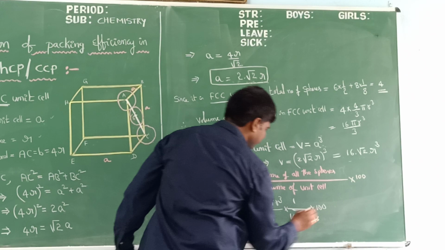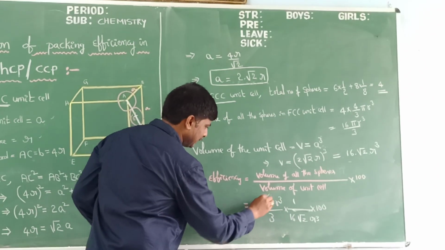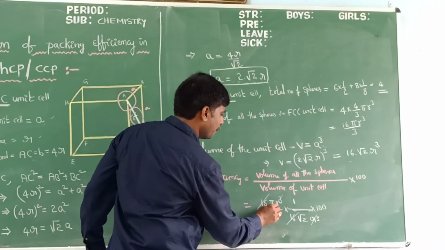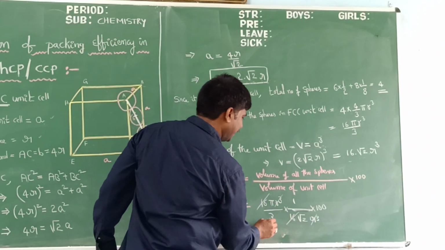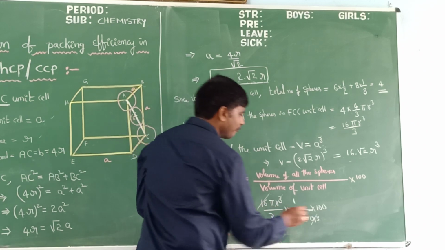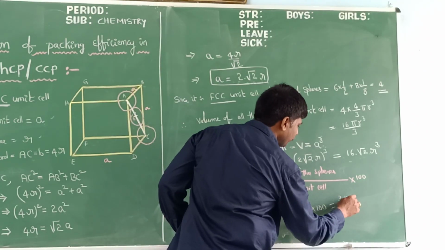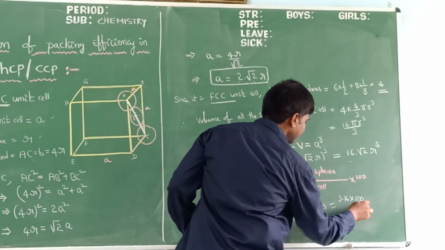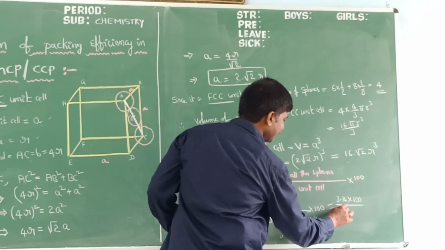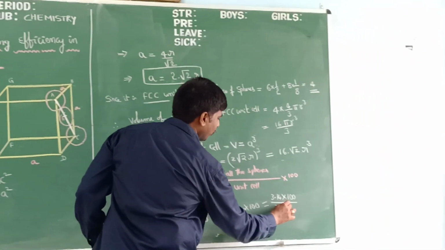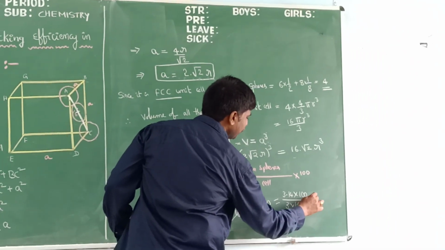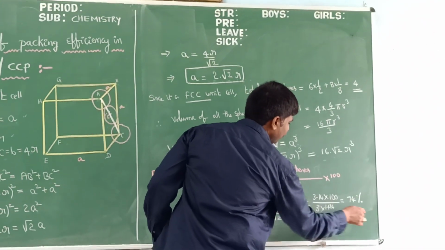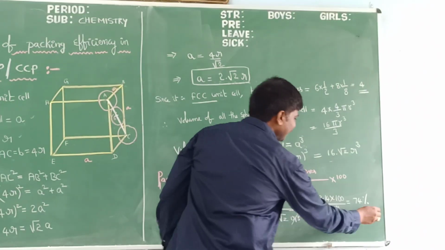Now we will simplify this one. 16 cancels, r cube cancels. So here pi into 100 by 3 root 2. What is the value of pi? Pi is 3.14. Pi into 100 divided by 3 into root 2, 1.414. So you simplify this one, you will get 74%. So it is the packing efficiency.